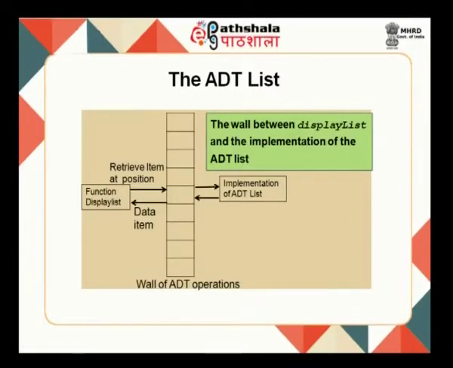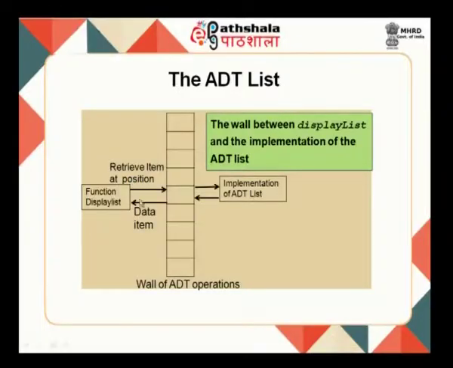So, the ADT list is looked at as a wall. This wall is nothing but the information hiding aspect of it. Here you have a wall between the function display list and the implementation of the ADT. Here you want to retrieve something at some particular position, and the output will be a data item. As far as the user is concerned, only this is known. What is inside is the implementation. Whether we implemented using an array, a linked list, or a circular linked list is not known to the user of display list.